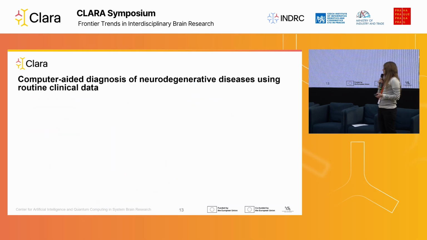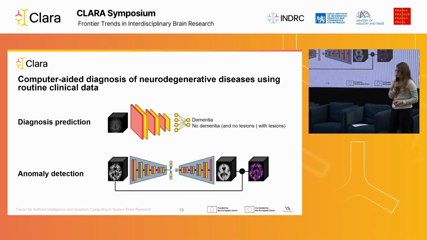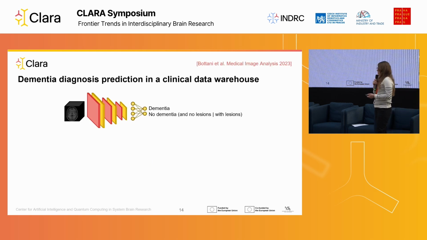As I was saying, in our community, many approaches are developed and tested with research data. So here our objective was to see how these approaches perform with real-world clinical data. Here again, we studied both diagnosis prediction and anomaly detection. For diagnosis prediction, we work with T1-weighted brain MRI, and we wanted to detect dementia patients from patients that have no dementia, with or without other lesions present in the brain.